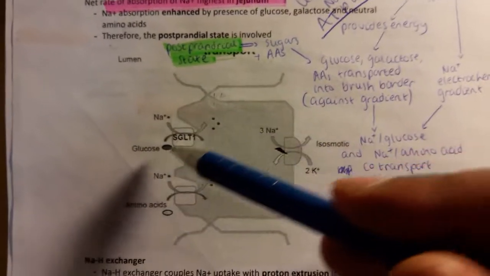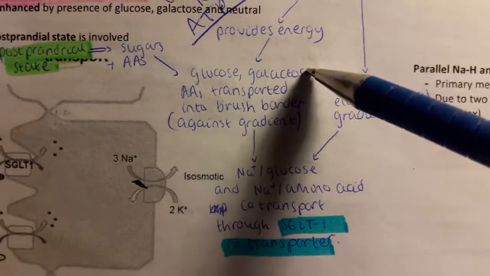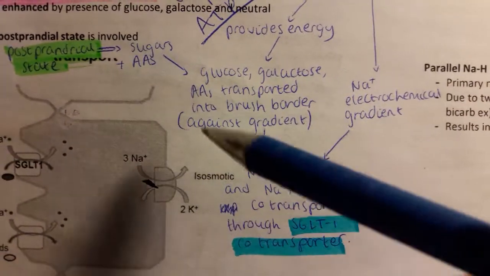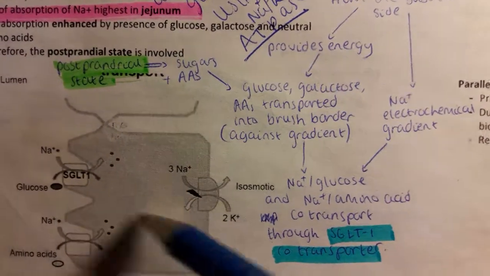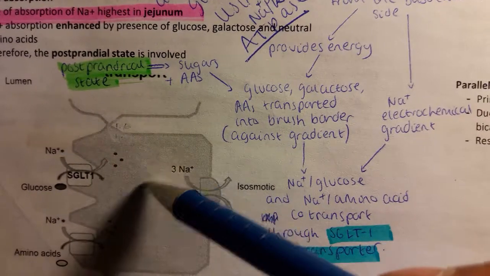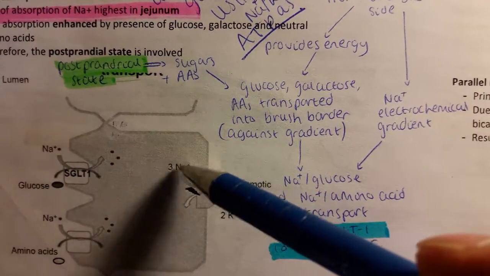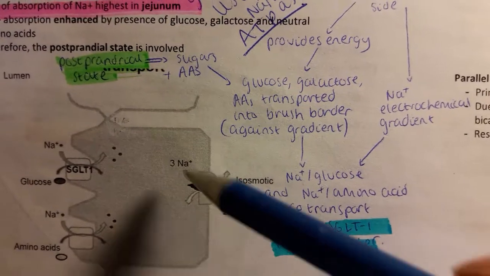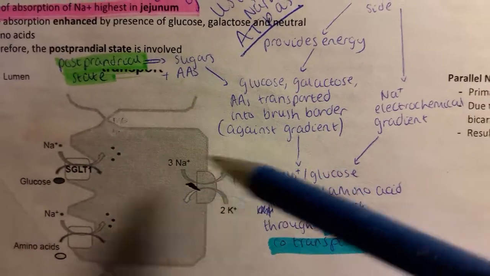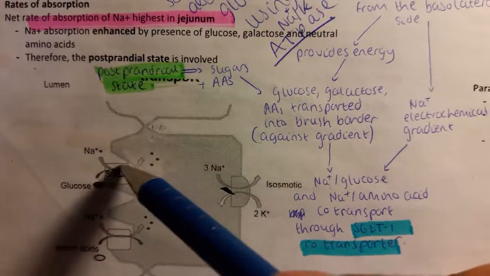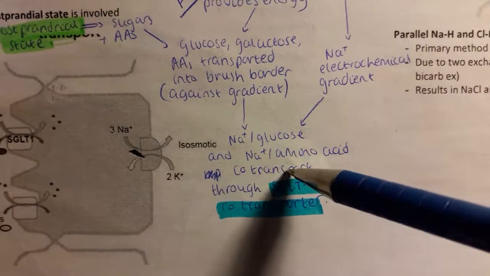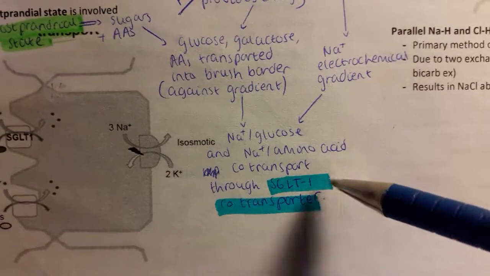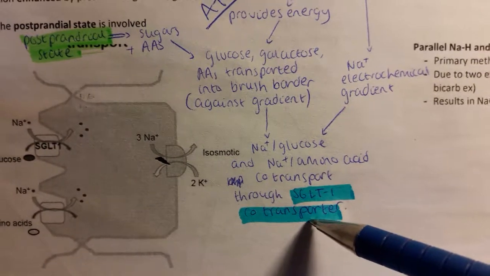So this provides the energy for glucose, galactose, and amino acid transport into the brush border, which is this, against the glucose galactose gradient. Even though there's more glucose in here, it's still going to come in because the energy is being provided by this sodium potassium ATPase channel, pushing the sodium out, causing sodium entry from this side and bringing glucose with it. And this sodium glucose and sodium amino acid co-transport happens through the SGLT1 co-transporter, right?